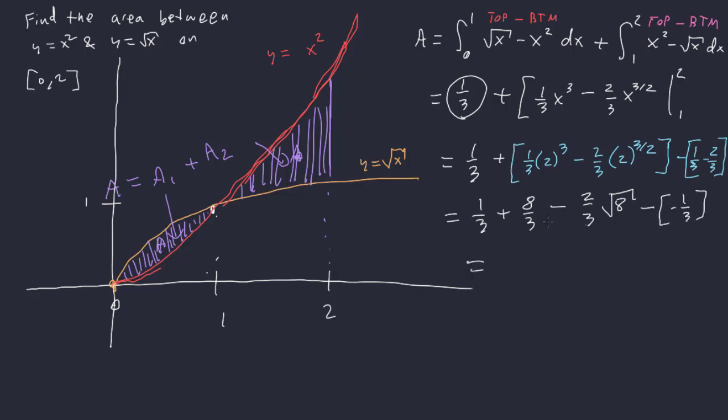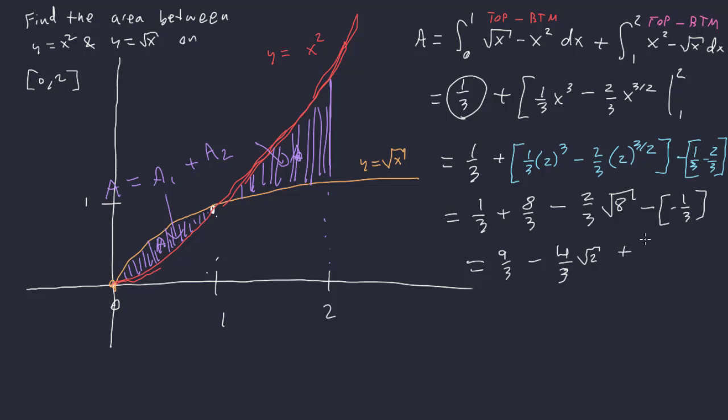All right, so we have here 1/3 plus 8/3, that's 9/3, so that'll be 3. Minus, now this I can rewrite as 2 root 2. So this will be 4/3 times root 2.